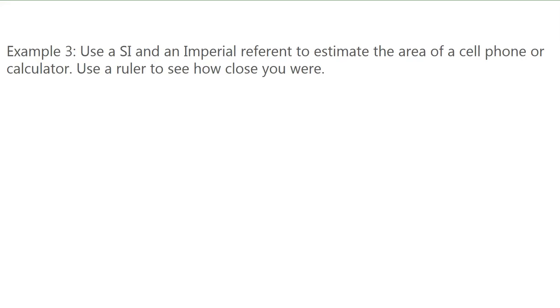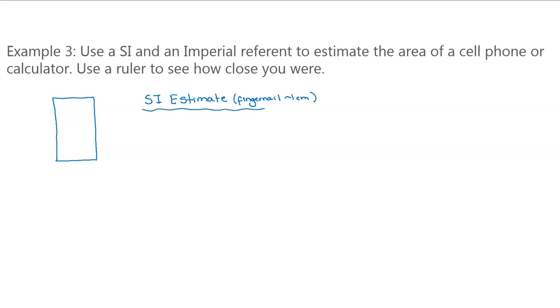Now, for example 3, it says use an SI and an imperial referent to estimate the area of a cell phone or a calculator, and then use a ruler to see how close you were. So I'm going to choose my cell phone. You can choose whatever object you like. Now for my SI estimate, I'm going to use my fingernail as my referent, because I know my fingernail is approximately 1 centimeter. So I'll use that to help me determine the length and width of my cell phone and then calculate the area.